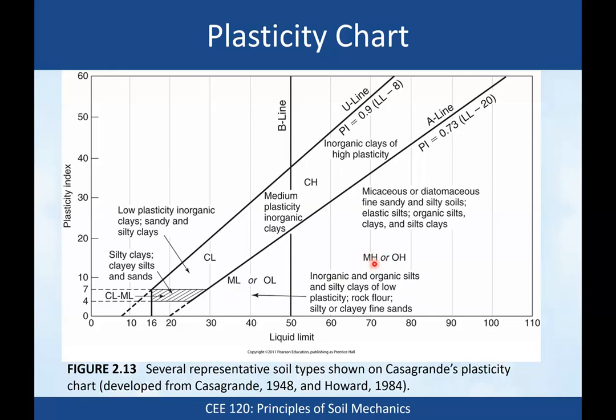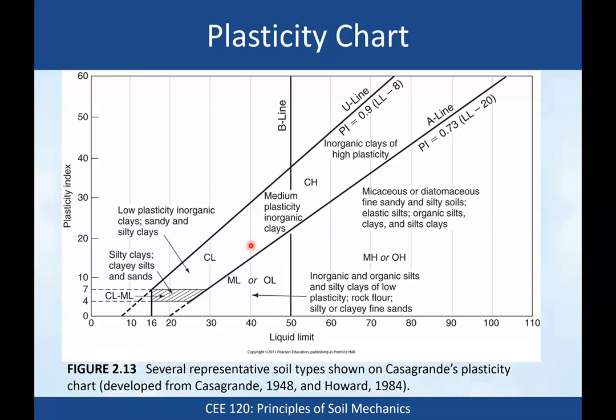MH soils, high plasticity silts, are called elastic silts. I'm not sure why we have this correlation. Sometimes these are also called fat clays and lean clays. So anyway, just remember the H and the L, high plasticity, low plasticity. Easy to think about that.